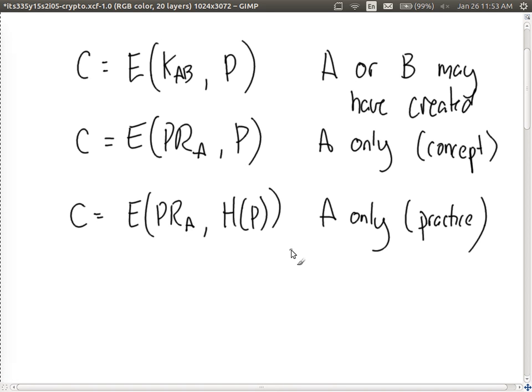If I encrypt a hash of that 5 gigabyte file, a hash function such as MD5 produces just 128 bits as output. I only need to encrypt those bits. And therefore, it's much faster to encrypt. So in practice, we don't encrypt the entire plain text for a signature. We encrypt the hash of the plain text. And we'll see why that provides the same security.